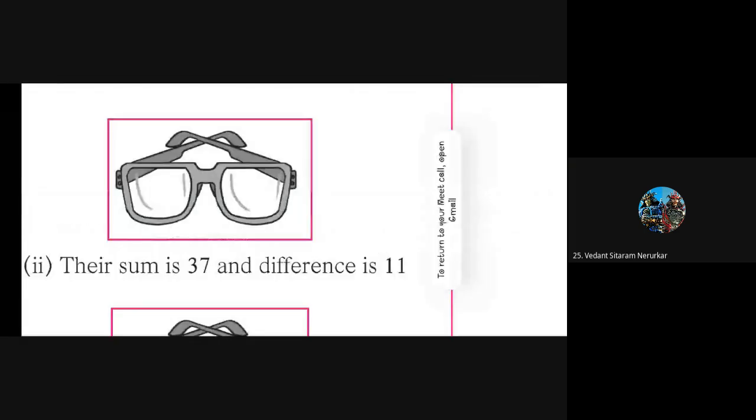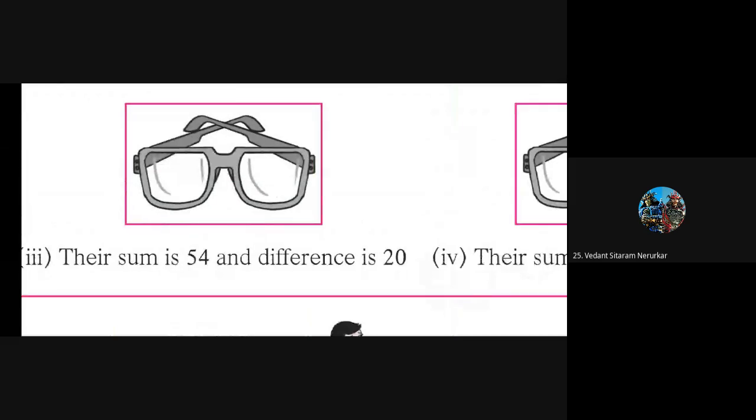Now we will see the third question. You have to solve this. The sum is 54 and the difference is 20. So Kadambari, please wait for your answer and let others answer as well. Can you tell me, Ayush or Vedant or Vineet, what are those numbers? I'm waiting for your answer, students.